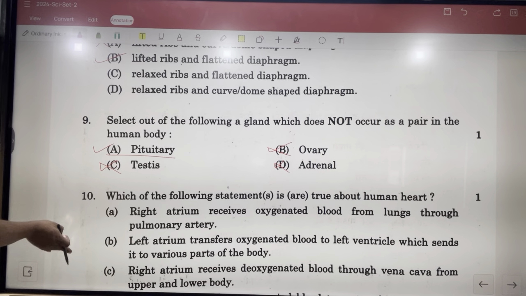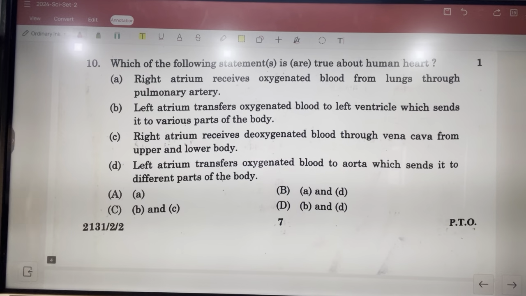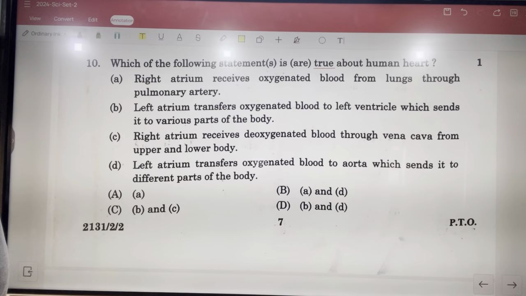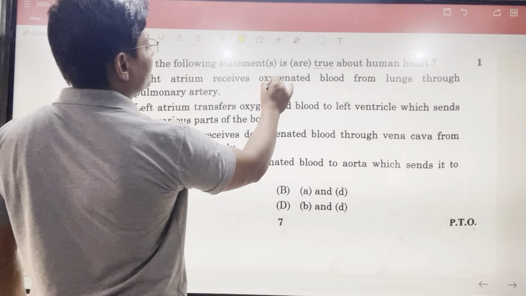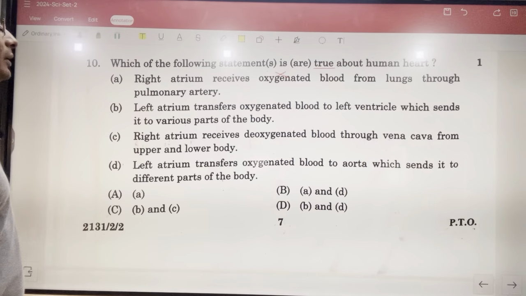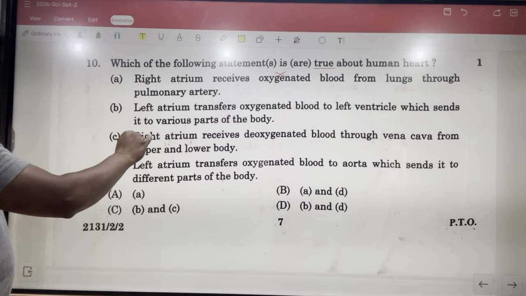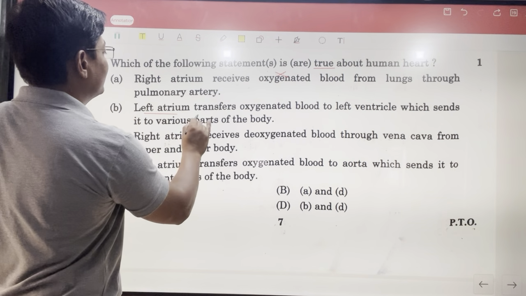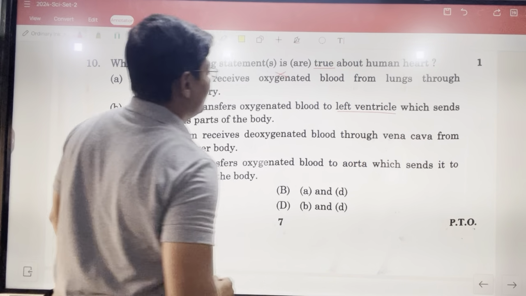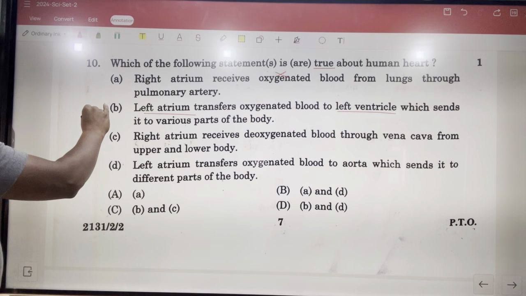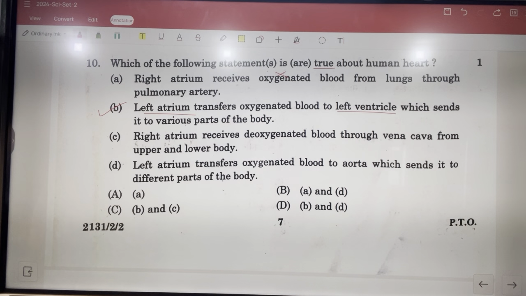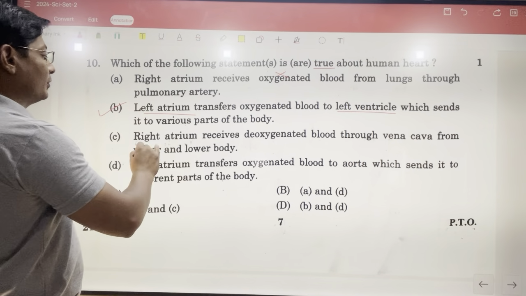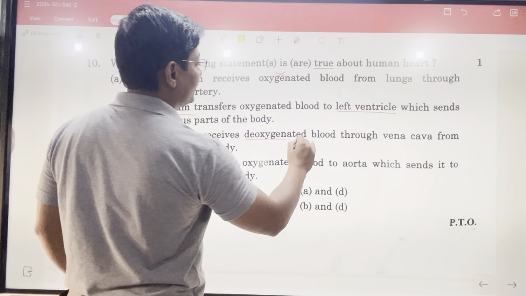Fine. Now which of the following statements are true about the human heart? Okay, so true about the human heart. Right atrium receives oxygenated blood from lungs. Oxygenated blood is wrong, it will receive the deoxygenated blood from the body, okay, not from the lungs. Then left atrium transfers oxygenated blood to left ventricle, which is correct. Left atrium transfers to left ventricle, which then sends it to the various parts of the body. It is a correct statement. Then right atrium receives deoxygenated blood through vena cava from the upper and lower body. So this statement about the right atrium is correct, okay.